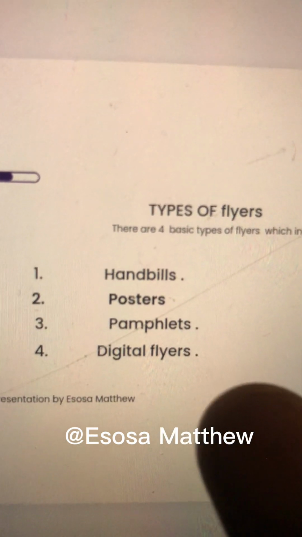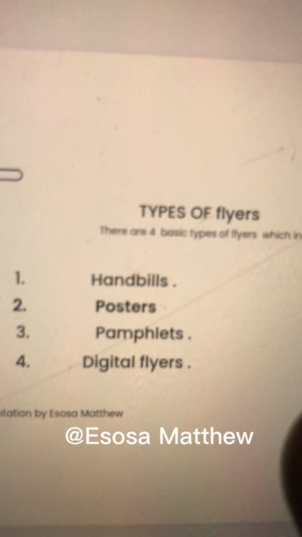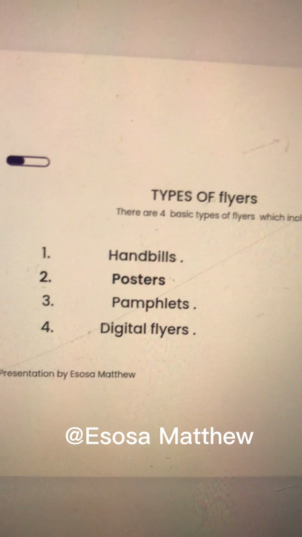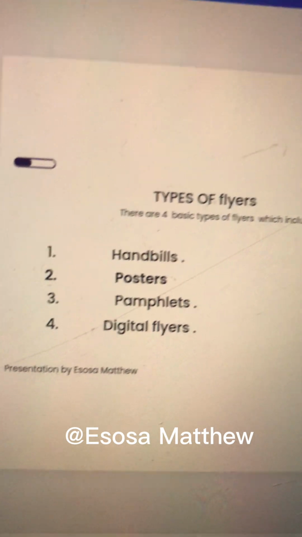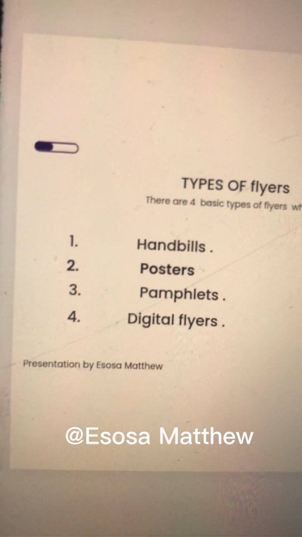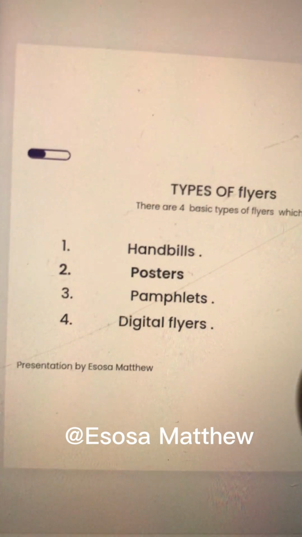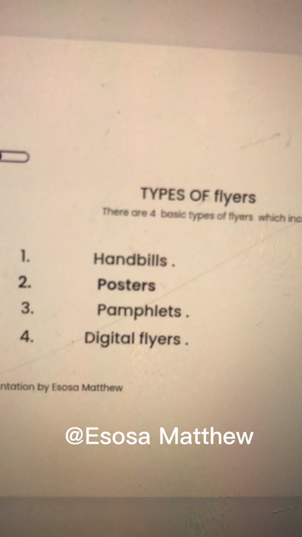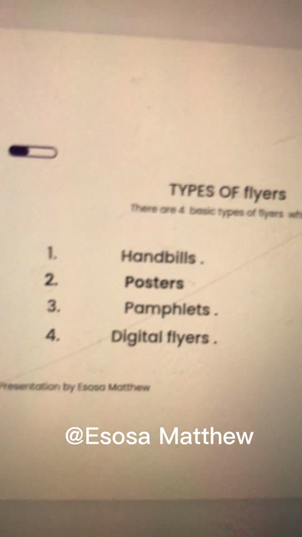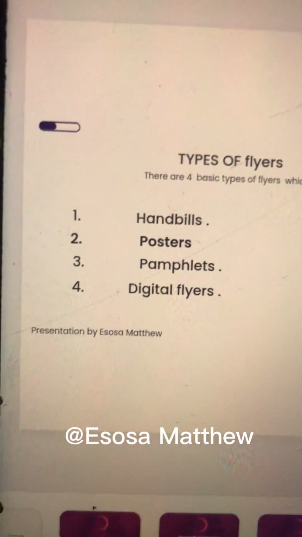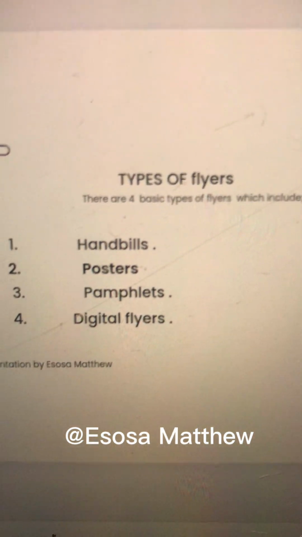The last type of flyer is the digital flyer. There's no printing involved in digital flyers. Instead, the digital material is saved as a digital file. This flyer can be used on social media posts or on Instagram. Those flyers you make to post on Instagram, Facebook, WhatsApp, or to send to somebody via email, or to share with somebody in their DM, those are digital flyers.